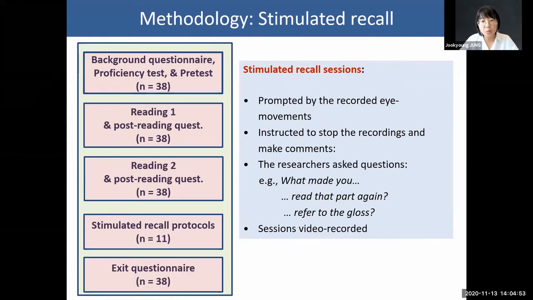And all these sessions were video recorded, not their faces, but only the computer monitors, because oftentimes participants pointed at the computer screen and made some comments on it. So we had to video record all the sessions.